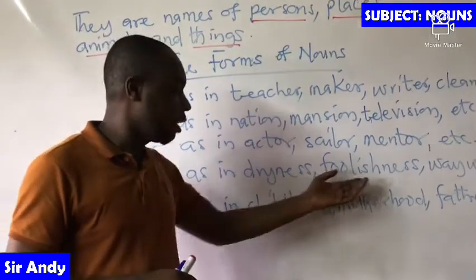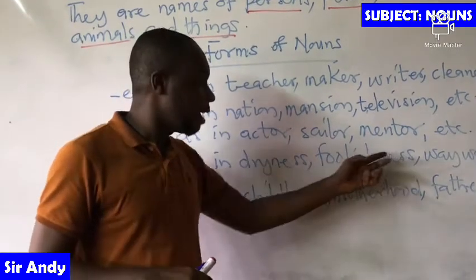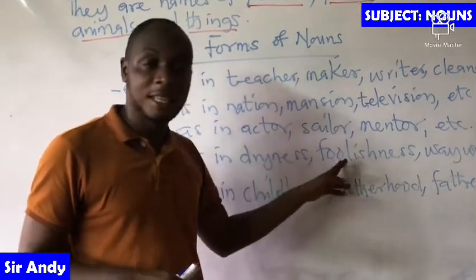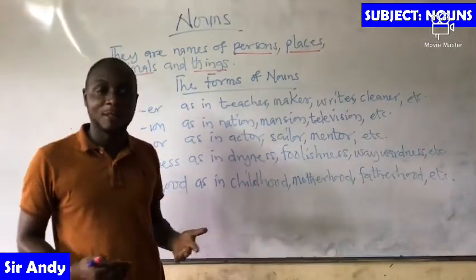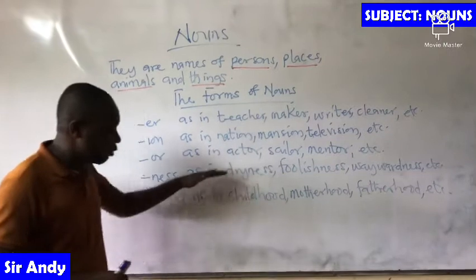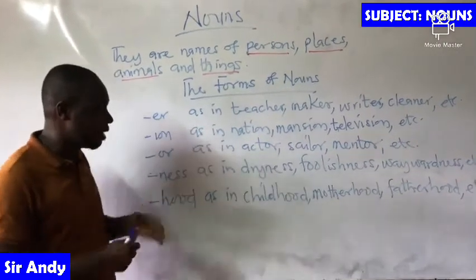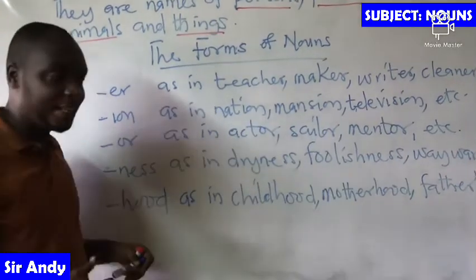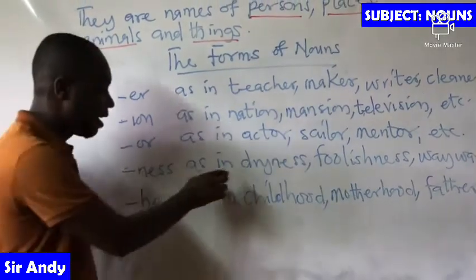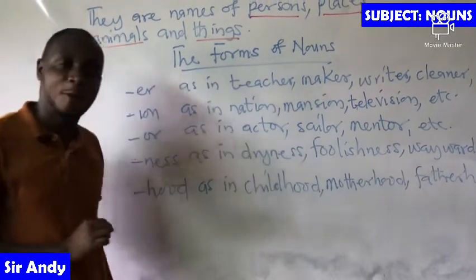Right? Foolish, an adjective. NESS becomes what? A noun. We have waywardness. So that is how nouns are also formed. So you see some of these things, and then you must know that we added NESS to an adjective, and then it changed from an adjective to a noun.